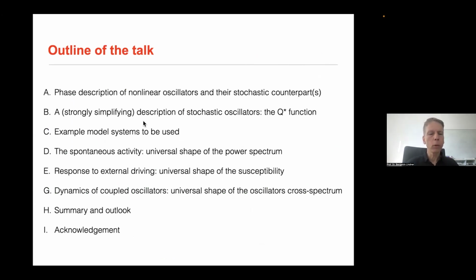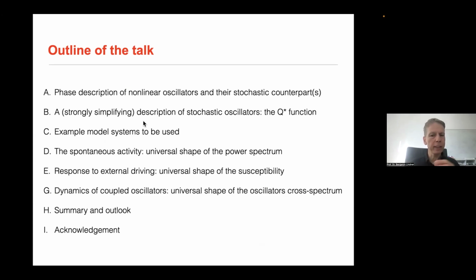This is the outline of my talk. I will start with a reminder of what is the phase description in deterministic models and how people have over the last 10, 15 years tried to generalize that to stochastic systems. I will then quickly drop the phase description and come to a slightly more complicated framework, the Q function. This is a mapping not to a real number, the phase, but to a complex pointer. And it will turn out that this kind of mapping will simplify the description really tremendously.